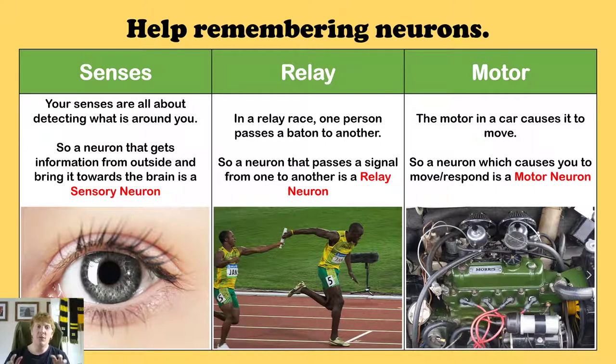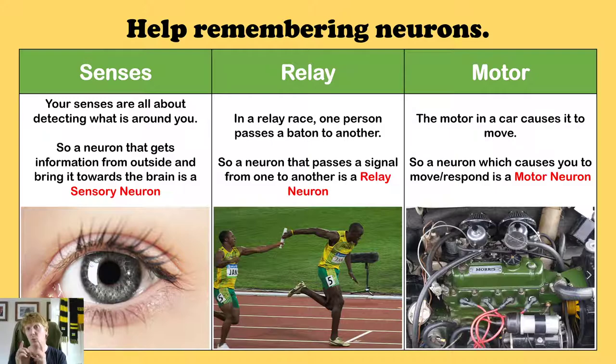I wanted to try and create this to try and help you with some of these terms. I know sensory, relay, and motor neurons are a bit alien, and I wanted to try and use the language to help you, right? So if you think about your senses, straight away you were thinking about detecting what is around you, sight, smell, taste, all of these things. So if it's getting information from the outside and bringing it towards the brain, it's a sense, it's a sensory neuron, okay?